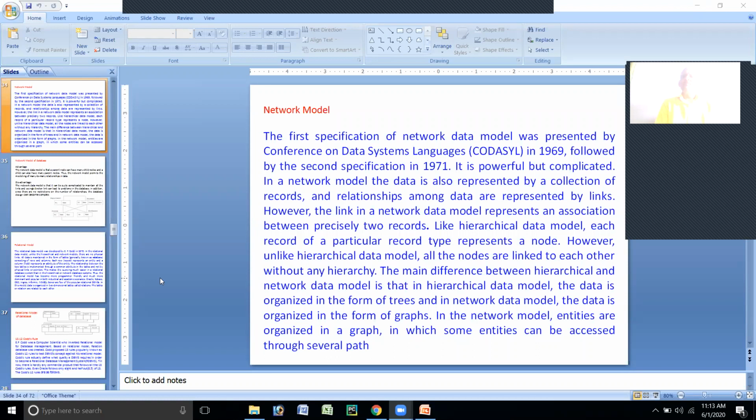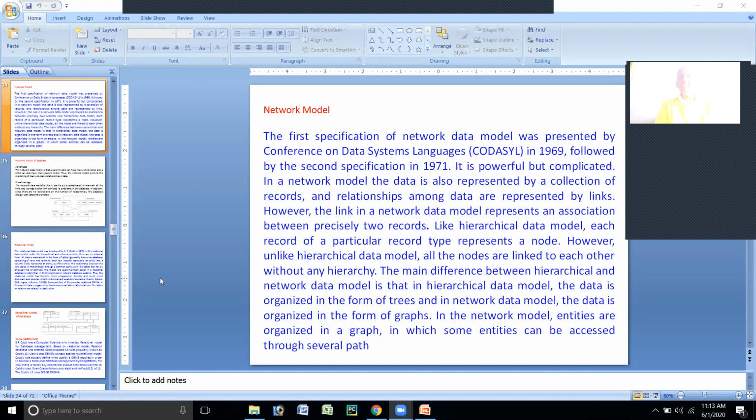Then we'll go for the second model, that is the network model. The first specification of the network data model was presented by a group of people called CODASYL, which stands for Conference on Data System Languages. These are nothing but a group of people. They presented this network model in the year 1969.